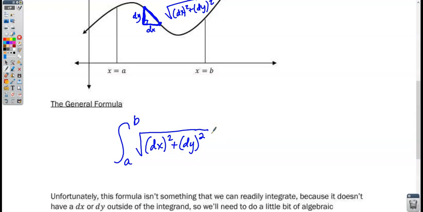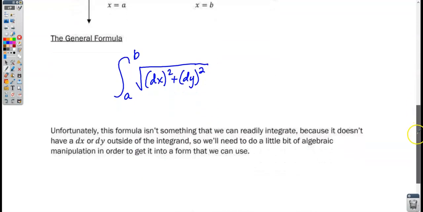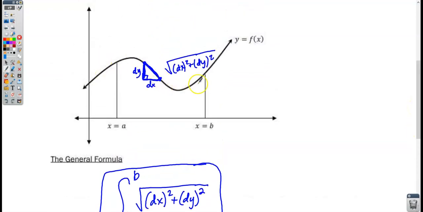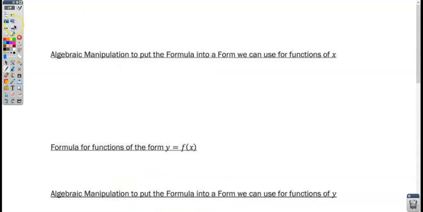Now, if you remember, in all of our other models that we've built, we always had a differential that we needed in order to integrate the function. It represented the width of the rectangle, or the thickness of the disk or whatever. But in this one, we do not have that differential. So we need to do some algebraic manipulation in order to get it to be something that we can integrate. We're going to take this formula right here and turn it into something different so that we can use it to find the length of this arc. And since this function is in terms of x, we're going to want to integrate in terms of x. So let's go ahead and do that.